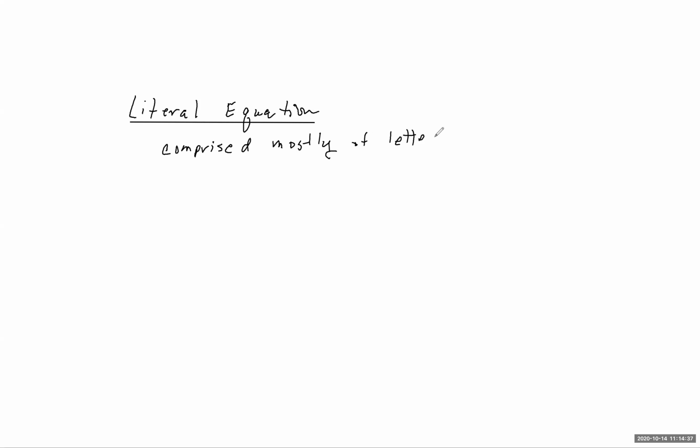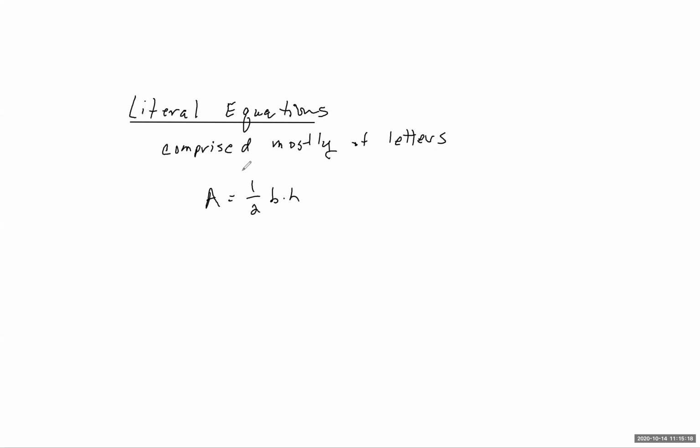In algebra, we're used to equations that are mostly numbers that usually have one or two variables in it, and then numbers everywhere else all over the place. Literal equations are comprised mostly of letters, and where we often see those is with formulas. Area of a triangle, 1/2 base times height. So you can see we have an A, a B, an H there, and only one number. That's a literal equation.